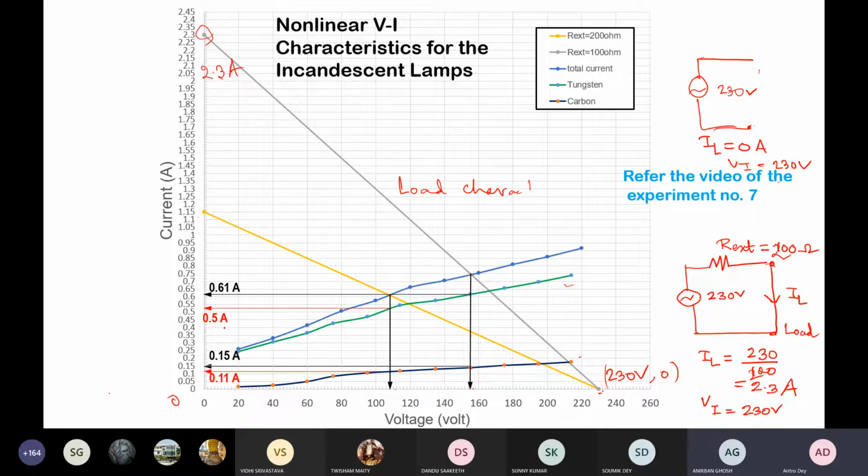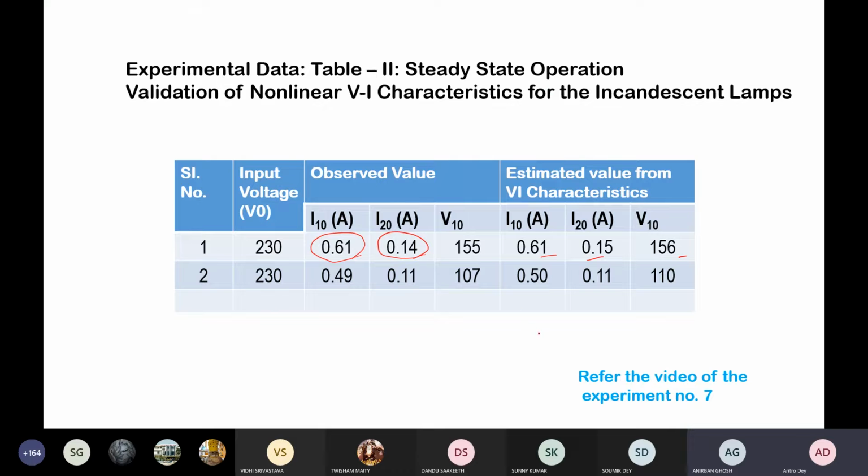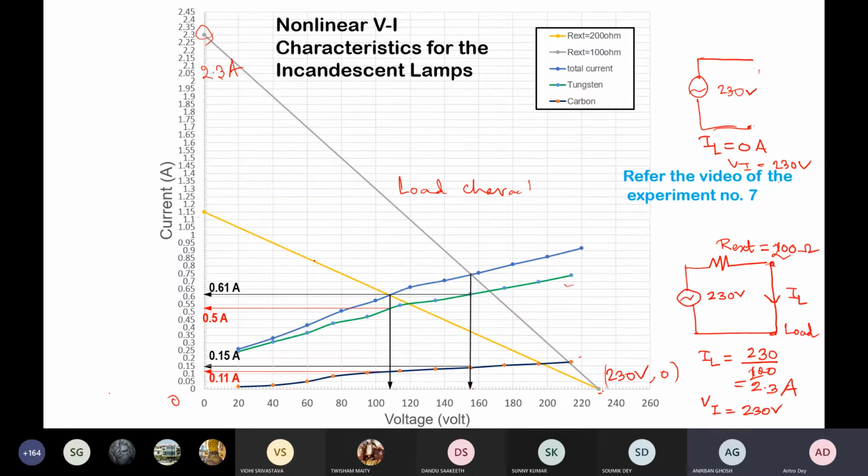That is 0.5 for the tungsten and 0.11 for the carbon. And experimentally we got 0.49 and 0.11, which is very close. So whatever we got from here is acceptable, right? And one more thing, if you just check the plot of this, so this is your V input.